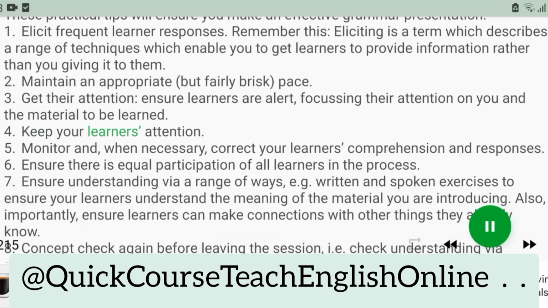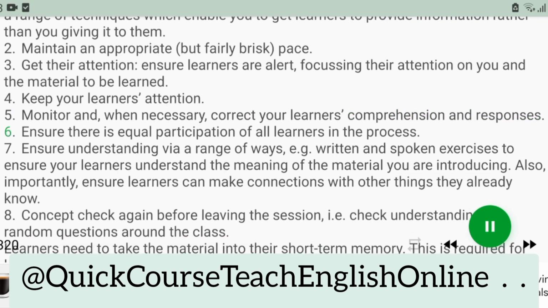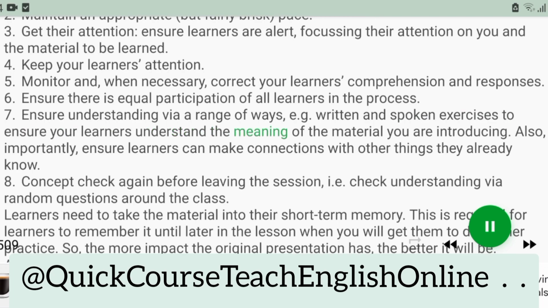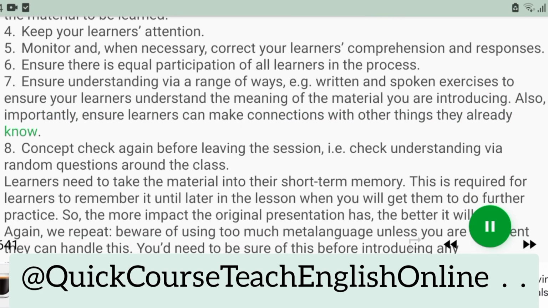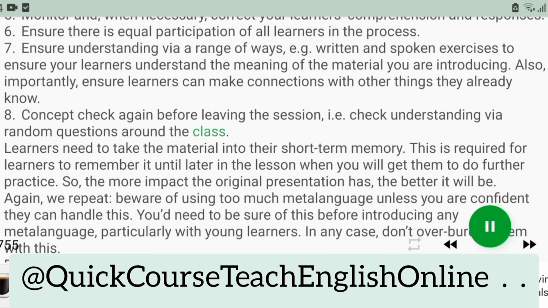4. Keep your learners' attention. 5. Monitor and, when necessary, correct your learners' comprehension and responses. 6. Ensure there is equal participation of all learners in the process. 7. Ensure understanding via a range of ways, e.g. written and spoken exercises to ensure your learners understand the meaning of the material you are introducing. Also, importantly, ensure learners can make connections with other things they already know. 8. Concept check again before leaving the session, i.e. check understanding via random questions around the class.